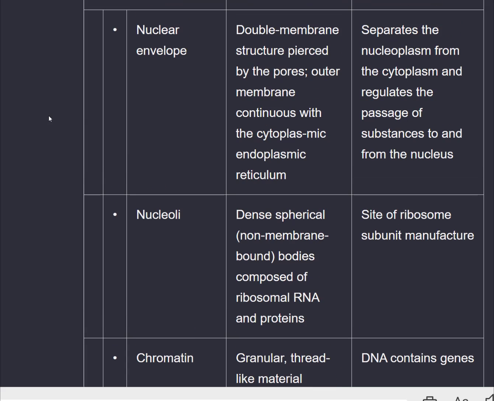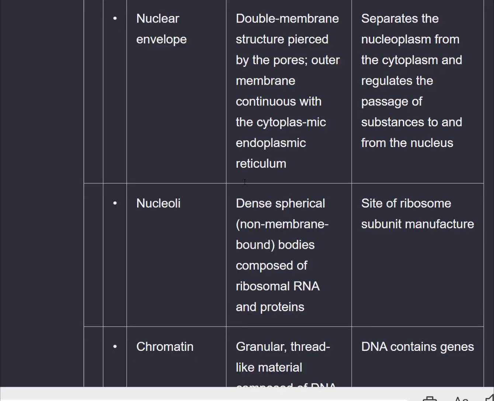Next up is the nuclear envelope, a double membrane structure pierced by pores. The outer membrane is continuous with the cytoplasmic endoplasmic reticulum. It separates the nucleoplasm from the cytoplasm and regulates the passage of substances to and from the nucleus.